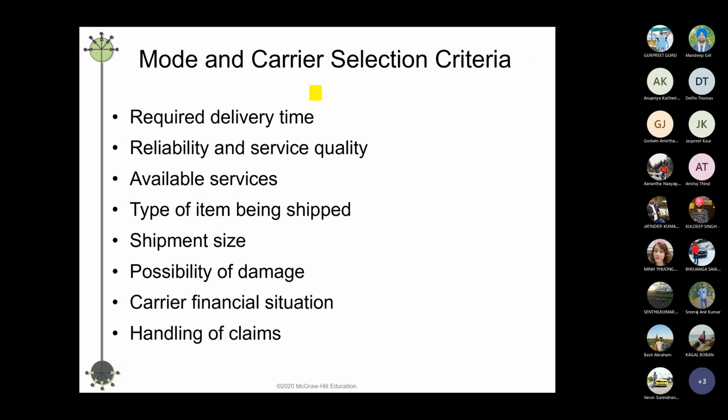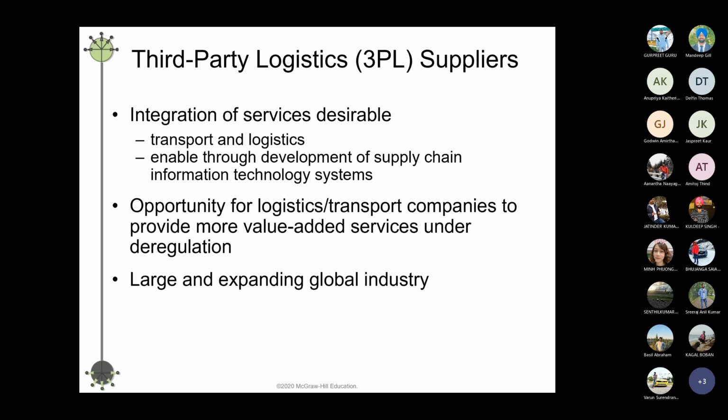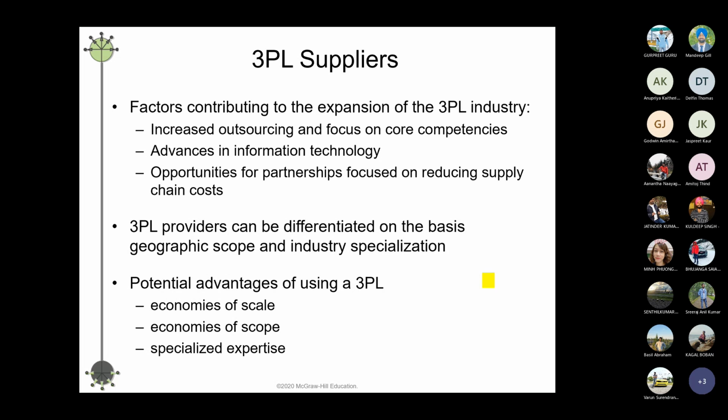And mode and carrier selection criteria. This slide is also very important. So what are the criteria to select a mode of transportation and the carrier? Then we discuss third-party logistic providers or suppliers, and what is good about them, what they do, which types of services they provide. And this is also an important slide. The benefits or potential advantages of 3PLs is discussed here, and factors contributing to expansion of third-party logistic providers is also very important.